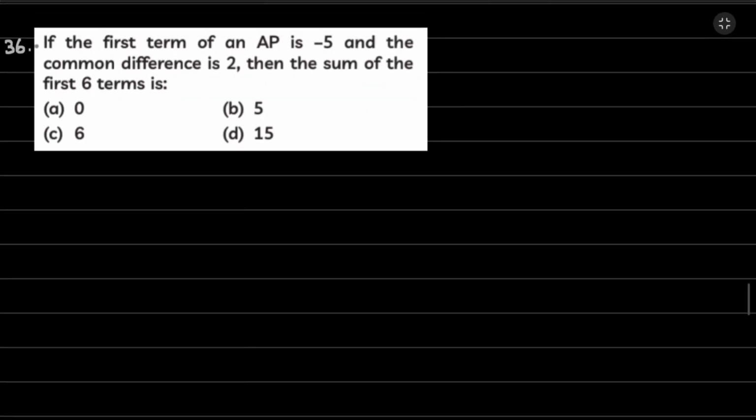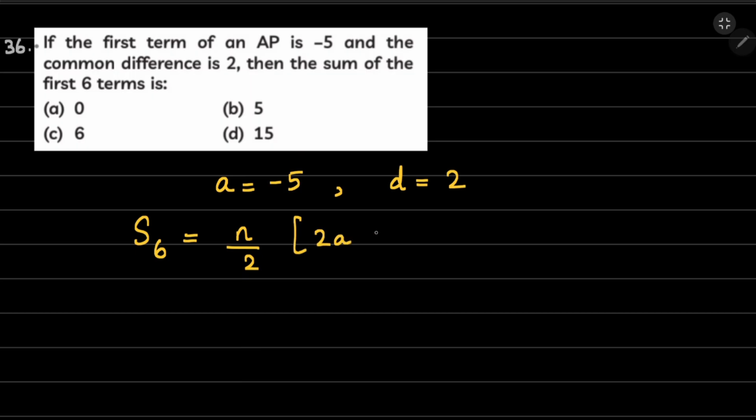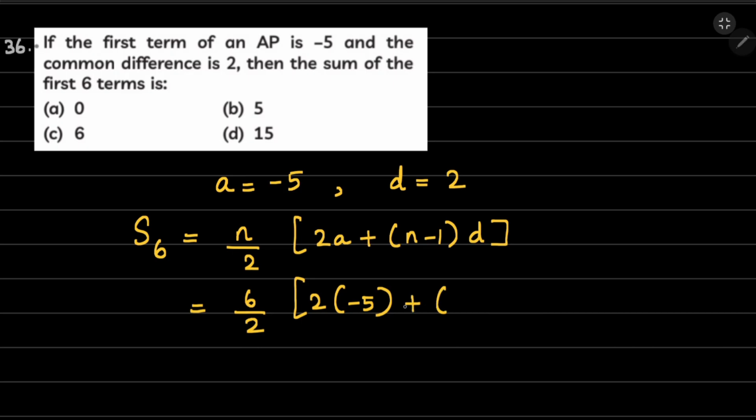Moving on to the 36th MCQ question. If the first term of an AP is minus 5, A is minus 5, and the common difference is 2, then find the sum of the first 6 terms. Just write the formula. It is n by 2 into 2A plus n minus 1 into D. So here n is 6, so 6 by 2 into 2 A, which is minus 5, plus n is 6 minus 1 into D, which is 2.